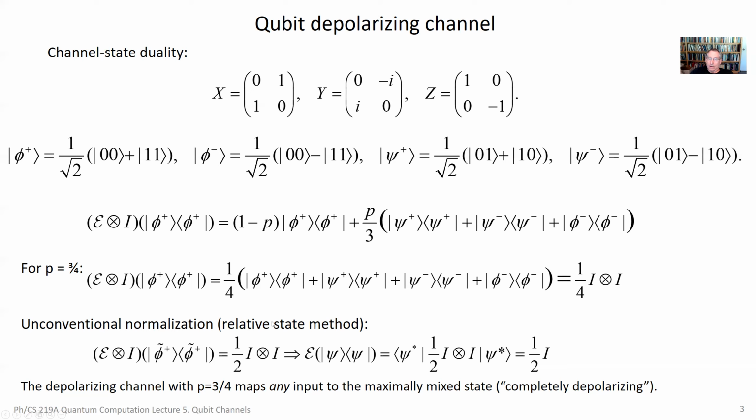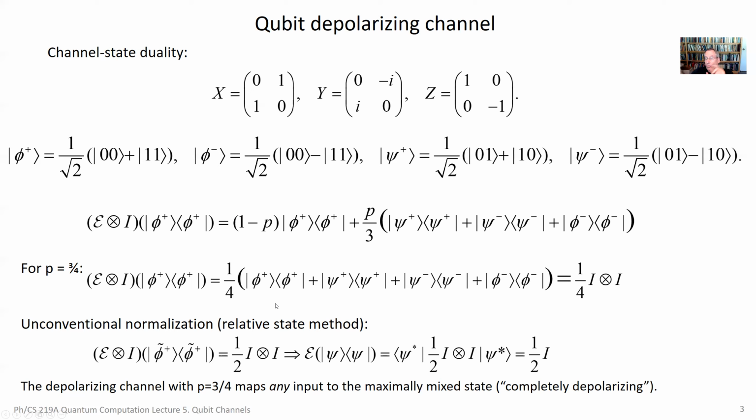I get 1/4 the pure state phi plus, the pure state psi plus, the pure state psi minus, the pure state phi minus. And remember, these are the orthonormal basis states, or a choice of the orthonormal basis states for the two qubit system. And so this is just the maximally mixed state for that four-dimensional space. It's 1/4 times the identity acting on the pair of qubits.